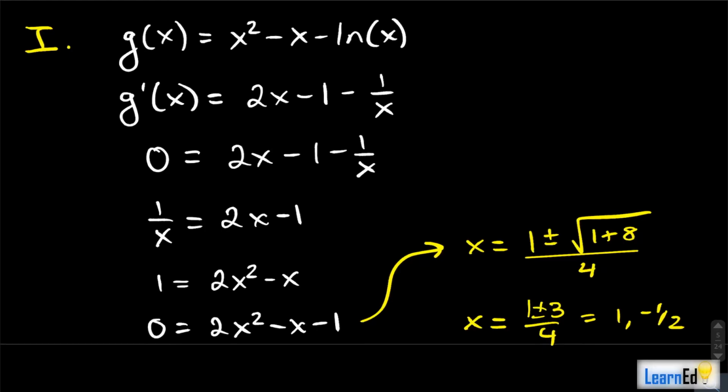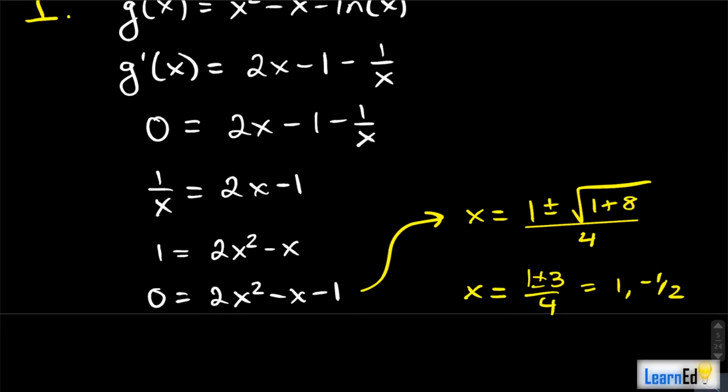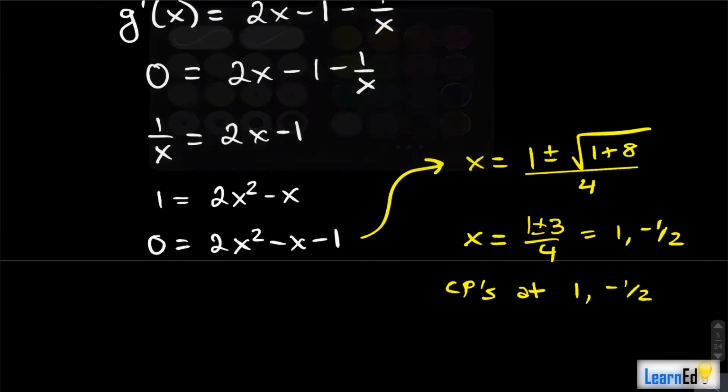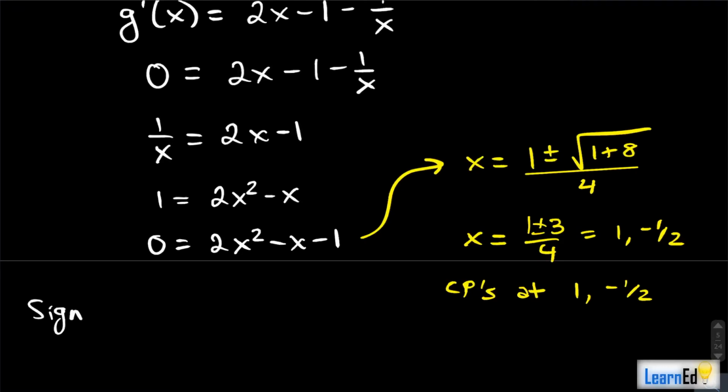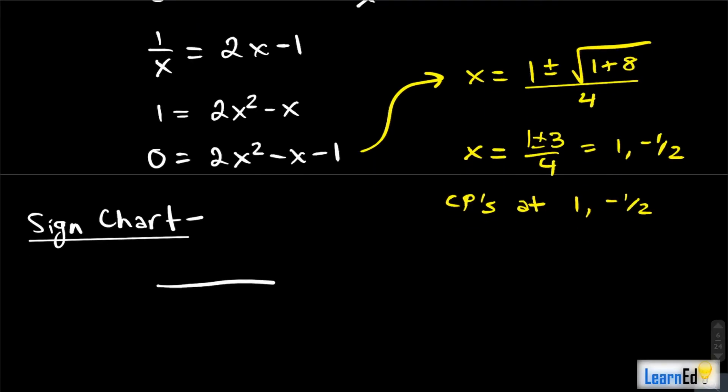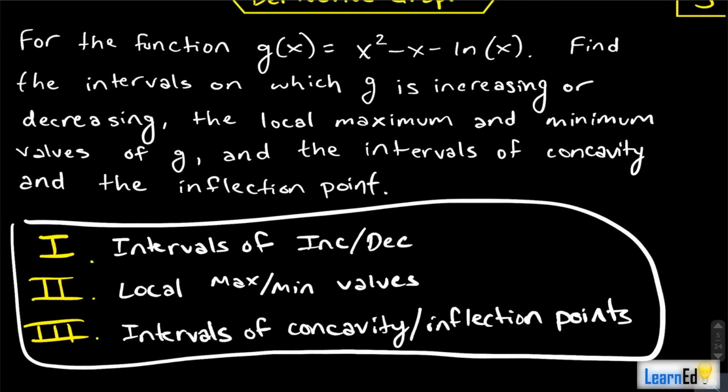Okay, so basically now we know that we have critical points at 1 and negative 1/2. So now we have to analyze these with a sign chart. The sign chart's going to be a little easier this time because we don't have to worry about our interval at all. We don't really have an interval for this.